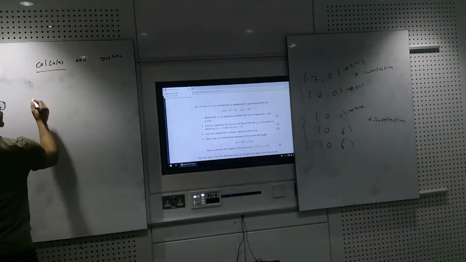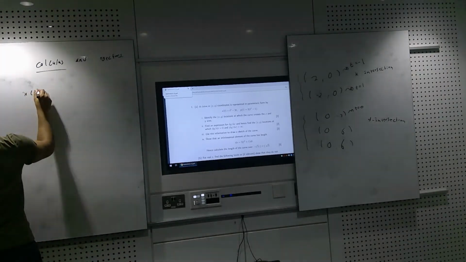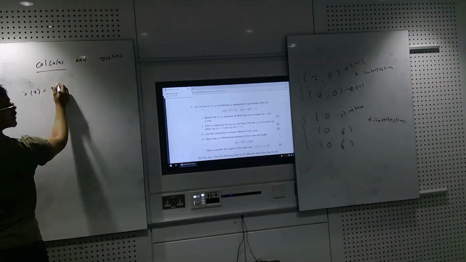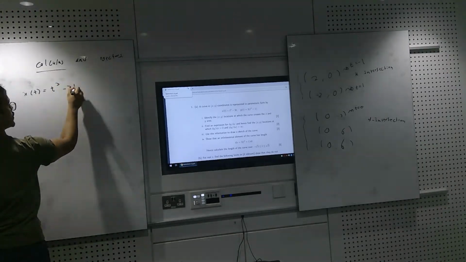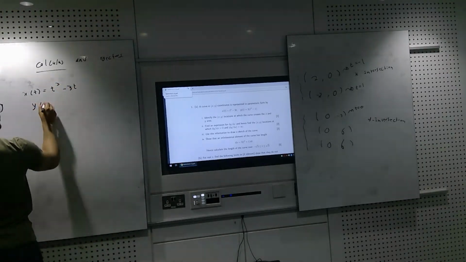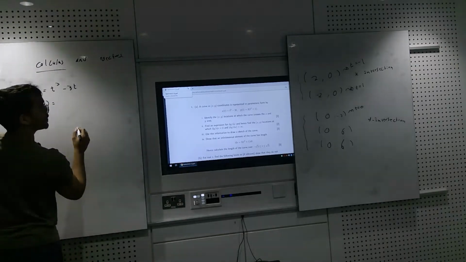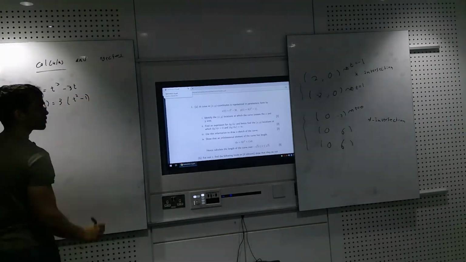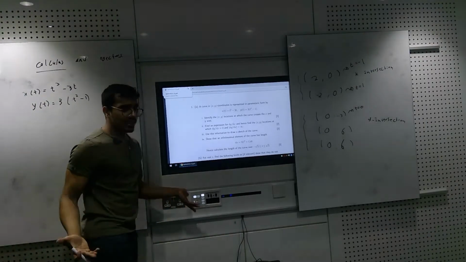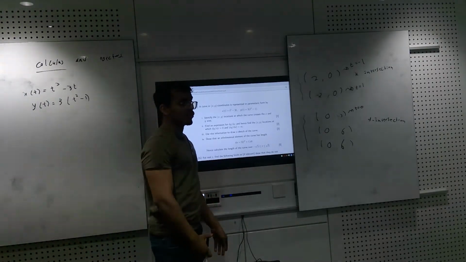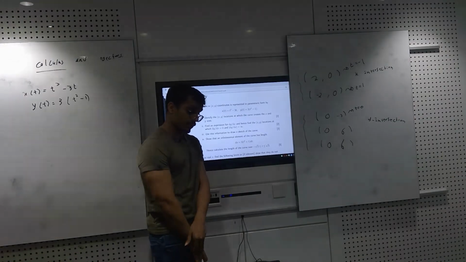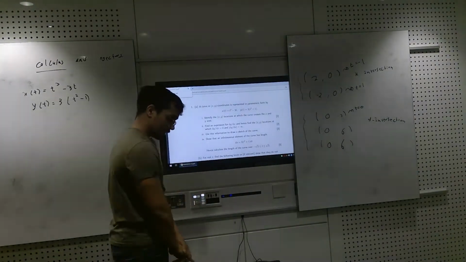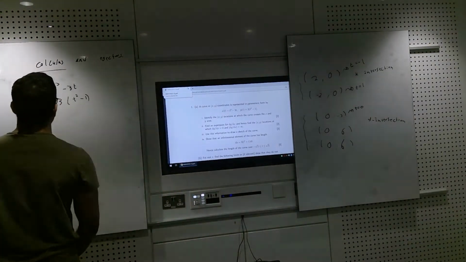So you have the expression again for x of t, which is t cubed minus 3t, and you have the expression for y of t, which is equal to 3 times t squared minus 1. You can understand it my way, or you can solve it the way it's been solved in the exam question book.